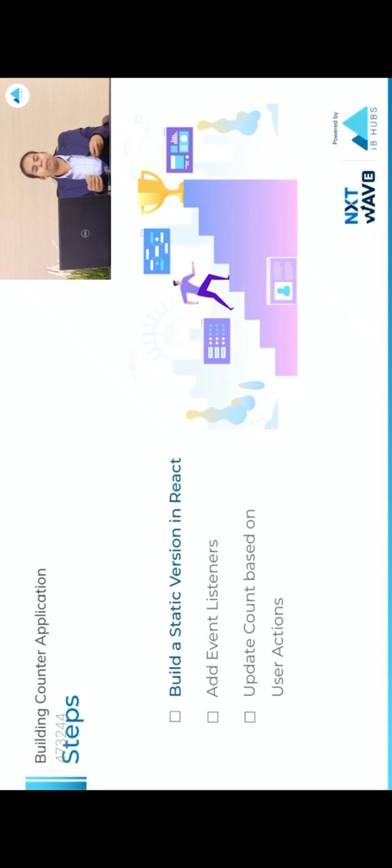And finally, based on the user action, that is clicking on these buttons, the count has to be appropriately updated. If the user clicks on increase, the count has to be increased by 1. If he clicks on decrease, the count has to be decreased by 1. So appropriately we need to update the count. That is the final step. So these are the steps involved.